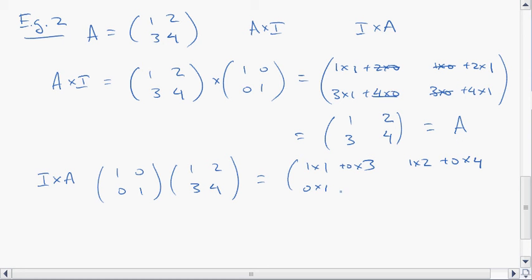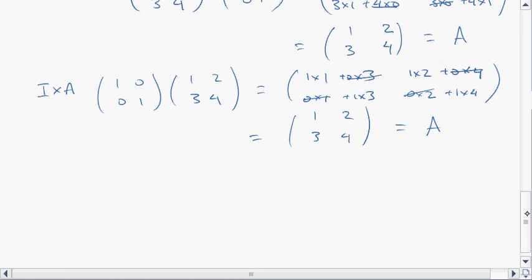So let's again simplify. Let's get rid of anything that's multiplied by 0, because that's also going to be 0. This is 1, 2, 3, 4. So just as we suspected, this is also equal to A. So again, that's the special property of the identity matrix. You could do this same calculation with any 2 by 2 matrix, with any 3 by 3 matrix, with any 4 by 4 matrix, and find exactly the same thing. So that's the identity matrix.